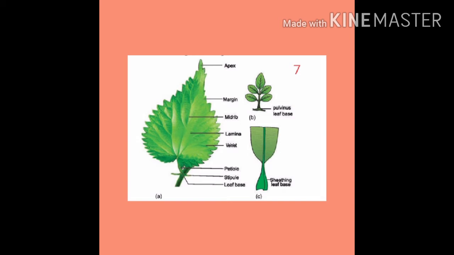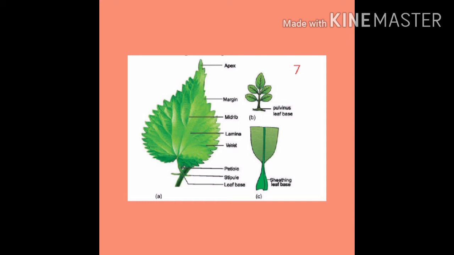Sometimes the leaf base is described as a pulvinus leaf base. In legume plants, the leaf base becomes broad, thick and swollen. It is called a pulvinus. Then the sheathing leaf base is seen in some plants of Musaceae, that is the banana tree. You should have seen the banana leaf base, which is very thick, flat, and is attached to the stem. That is called the sheathing leaf base.